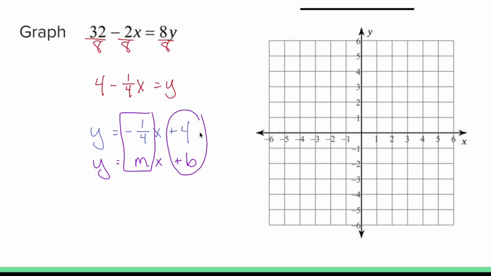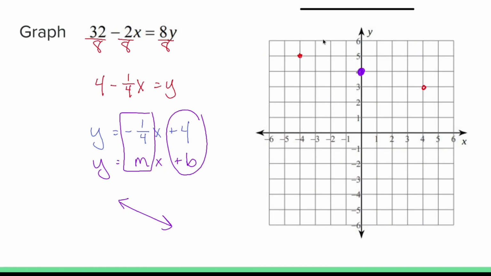So always start out with your y-intercept, which is 4 on the y-axis. This is a negative slope, which is going down and to the right. So use that slope to make more dots. So I can go down 1, right 4. Can I do it again? No, not enough space. But if I can go down 1, right 4, I can go up 1, left 4, like so.